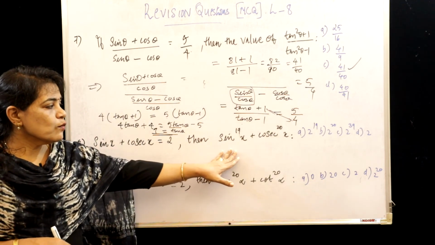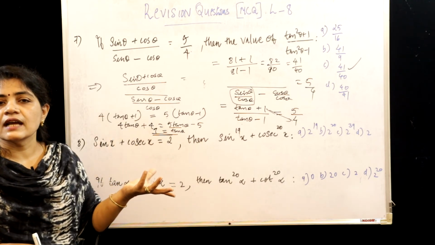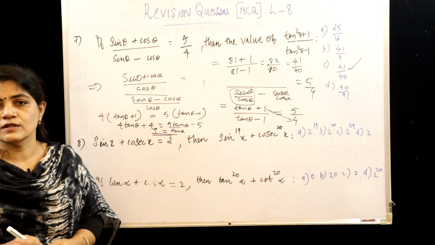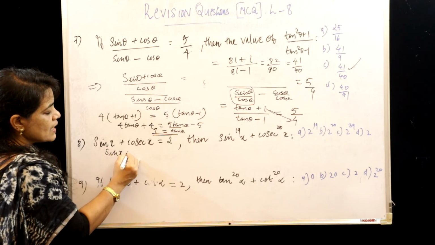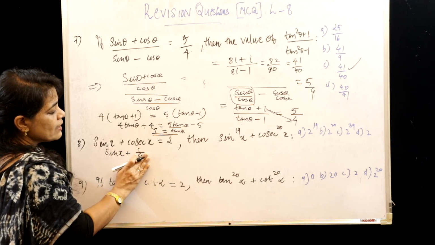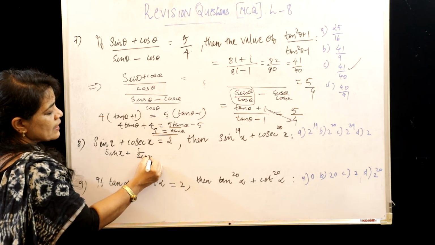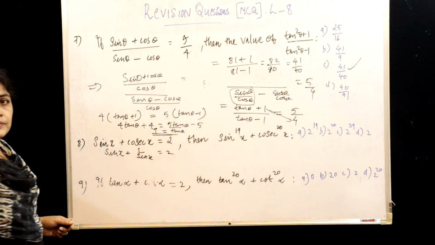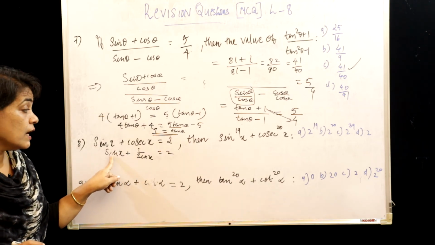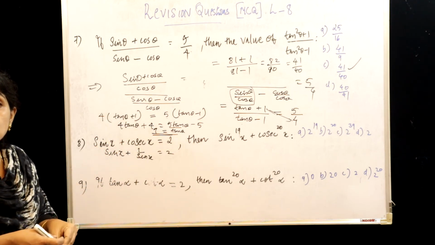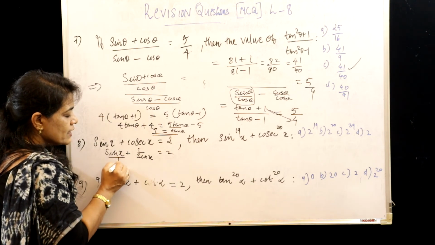For that, what is given? Sin x plus cosec x. What is the relation between sin and cosec, children? The reciprocal of sin is cosec. So from this, sin x plus 1 by sin x, since cosec x is 1 by sin x, equal to 2. See, cross multiplication, because they are connected by plus, we can't cancel. If they are connected by multiplication, in that case only we can cancel.